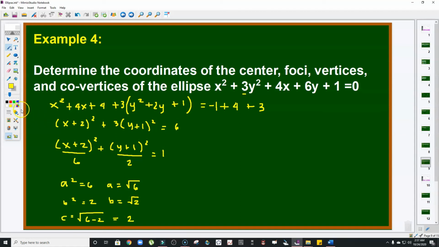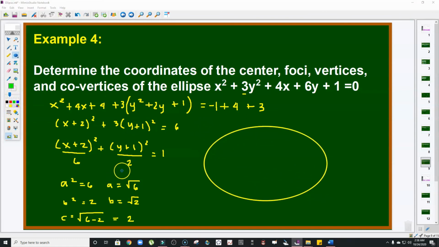See that? Now, by the way, since again, mas malaki yung 6 kesa kay 2, which is the denominator of y plus 1 squared, alright, again, ang orientation natin, horizontal major axis. Okay? So, mag-drawing ulit ako ng ellipse. There you go. Alright, so like I said, nagkakaroon tayo ng radical. Okay, which is okay lang naman. Okay, now, take note, makukuha ko yung center.